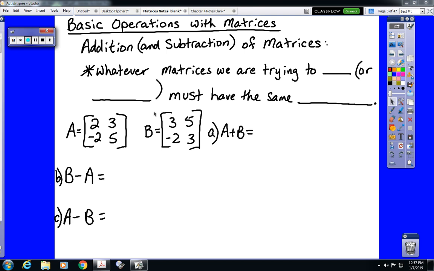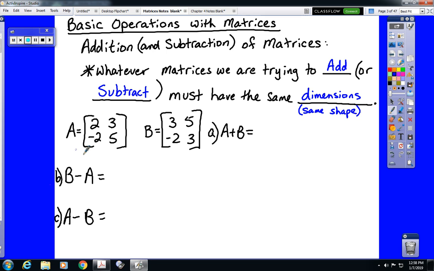So, whatever two matrices we are trying to add or subtract, there is a property that has to be true. Anytime that we try to add or subtract two matrices, those two matrices must have the same dimensions. They must be the same shape. If they're not, you cannot add them. And if you cannot add or subtract, then you would simply answer with no solution, or the null symbol. Other than that, this process is relatively simple.